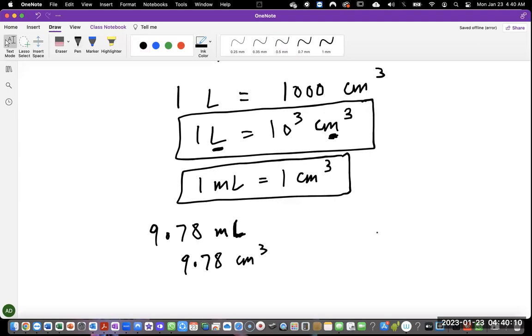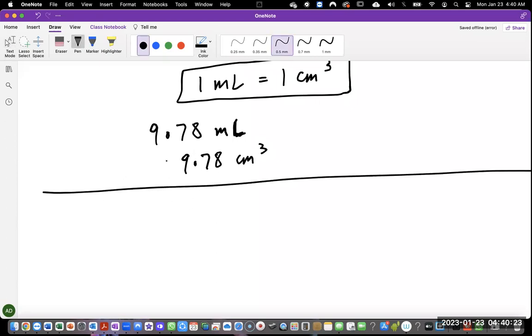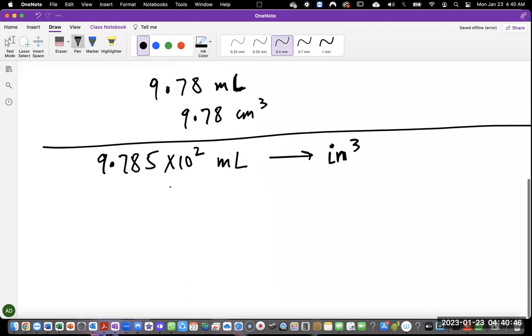Okay, so now let's do a problem here where we need to change something. Let's do one advanced problem. We want to change something, let's pick the same number, 9.785 times 10 to the power 2 milliliters, and you want to change that to inches cube. This is a little more advanced problem, and you want to make sure you understand this. So what do we do for a problem like this?